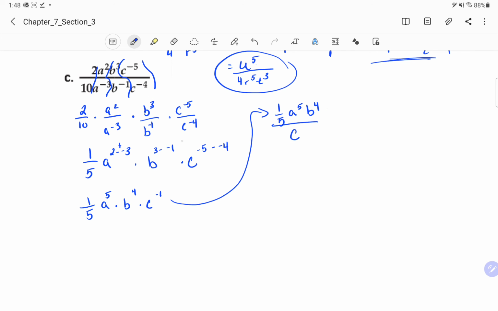Which again became add. And then one more time we had c to the negative 5th over c to the negative 4th. So I wrote that as c to the negative 5th minus negative 4. Again, that becomes addition. Okay? 2 plus 3 is 5, so I have 1/5 a to the 5th, b to the 4th for 3 plus 1, and then negative 5 plus 1 still left me with a negative 1, so that means in my final answer I had to drop c down to the bottom of that fraction. Okay, so that would be your final answer.